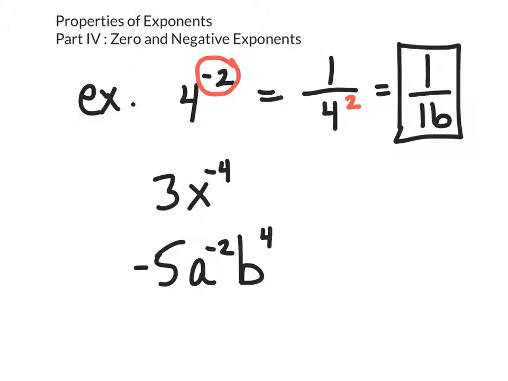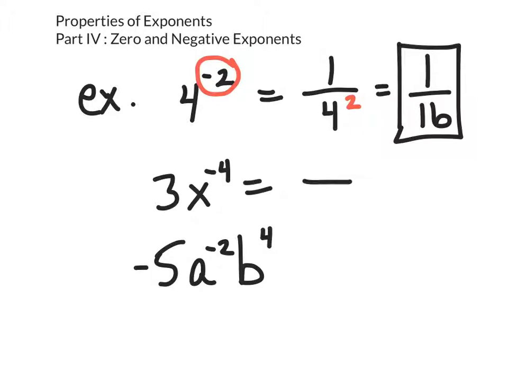Therefore, 4 to the negative 2 power is going to equal 1/16. The next example that I have here actually has a coefficient of 3 in front. So this is going to be 3x to the negative 4th power. Once again, going along with those same safety things, where I say if you see a negative exponent, just go ahead and give yourself a fraction bar.